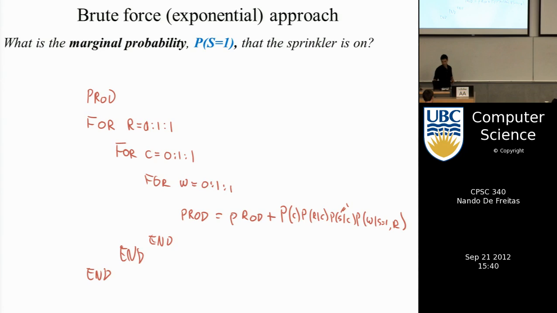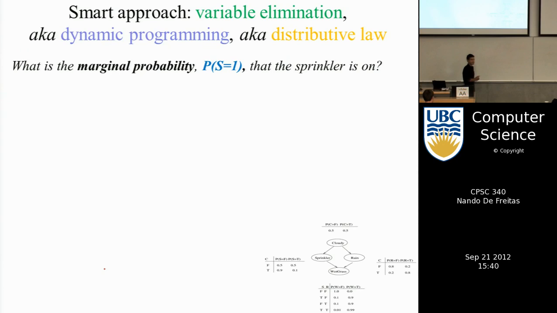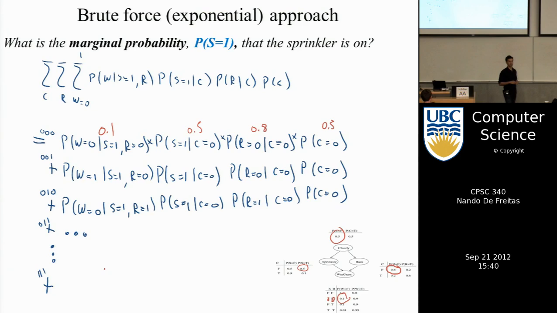Now, what would be a smarter way of doing this? If you wanted to just do this, what do you think would be a quicker way of doing it? Like if you're doing the sum by hand, let's not think of code now.